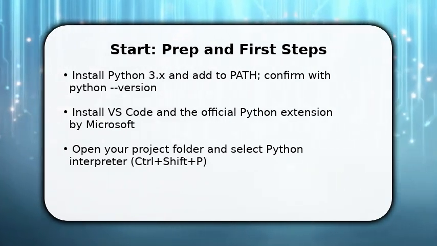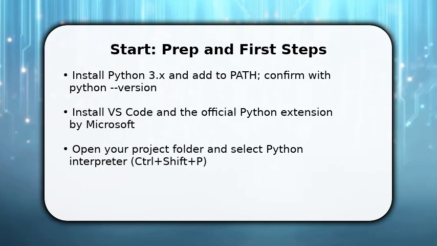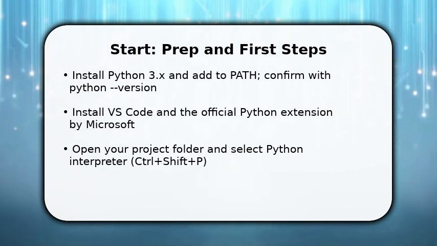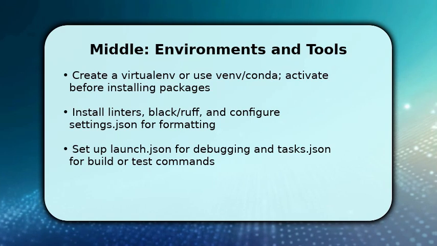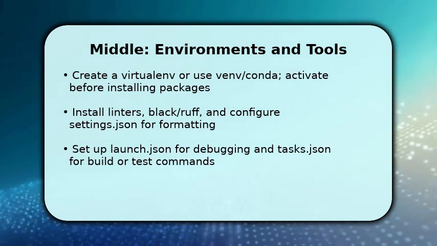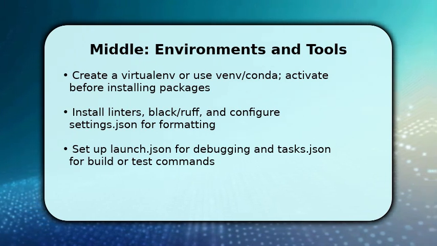Make sure to save a simple script, then run it with the Run button to verify the interpreter and extension are working together. Now you set up an isolated environment to keep dependencies tidy. Create and activate a virtualenv or conda environment so pip installs go local to your project.